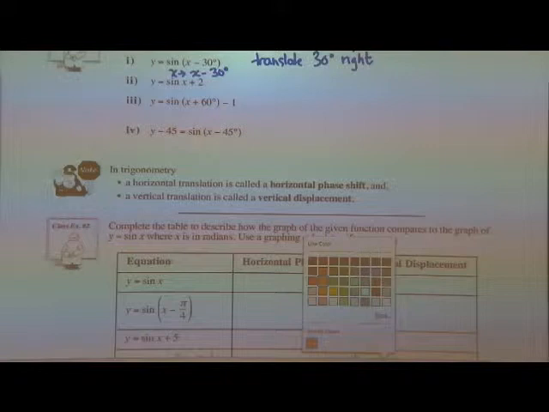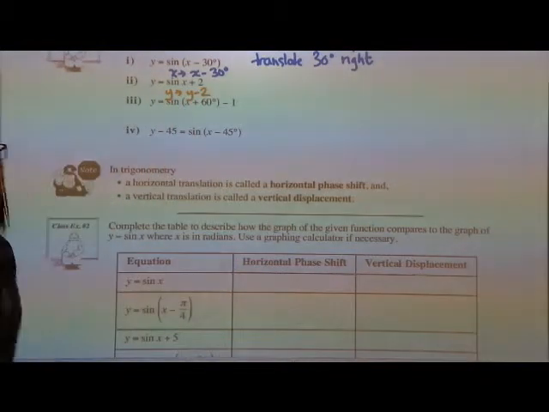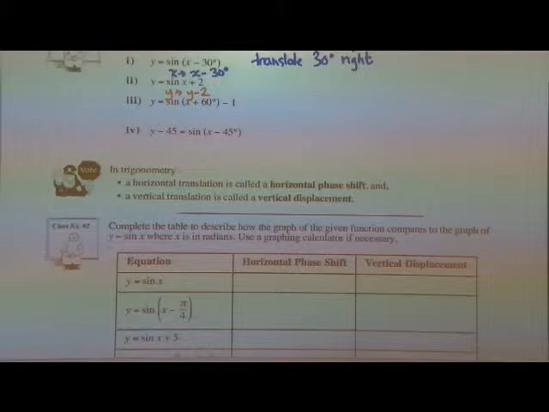If I look at the second one, y equals sine x plus 2. What is my replacement this time? Y with the y minus 2. And if I replace y with y minus 2, what does that tell me to do? Move 2 units up.